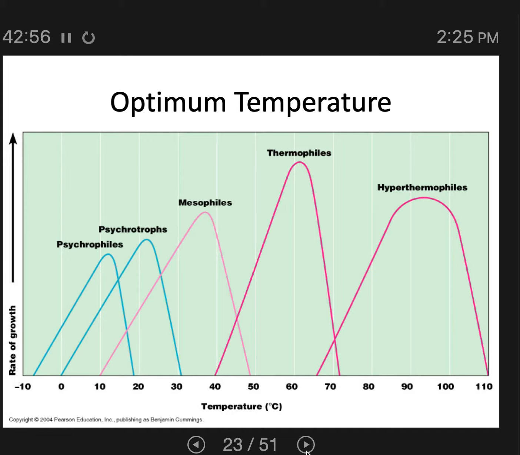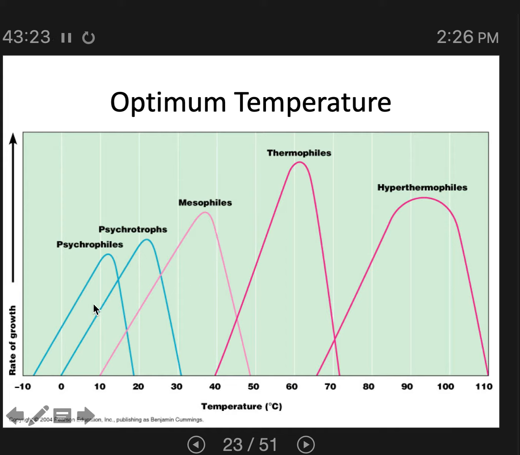Mesophiles like mild or moderate temperatures. There are psychrophiles and psychrotrophs, which have slightly different temperature ranges, but I just collectively call these psychrophiles. Psychrophiles like it cold, thermophiles like it hot. There are a couple kinds of thermophiles and a couple kinds of psychrophiles, just lump them together. Psychrophiles like it cold, mesophiles like it moderate, thermophiles like it hot.